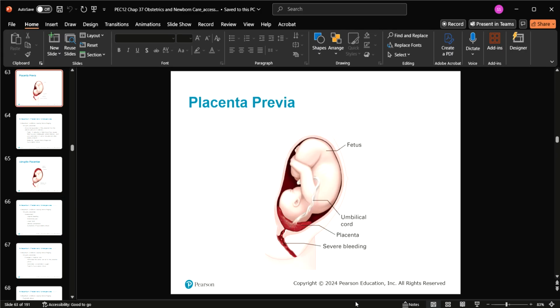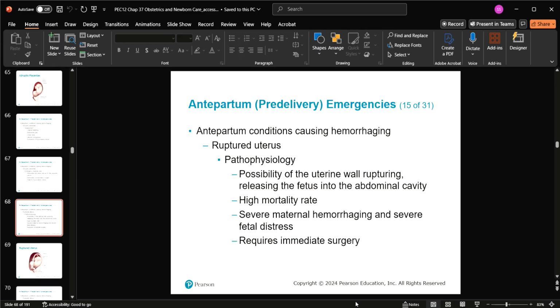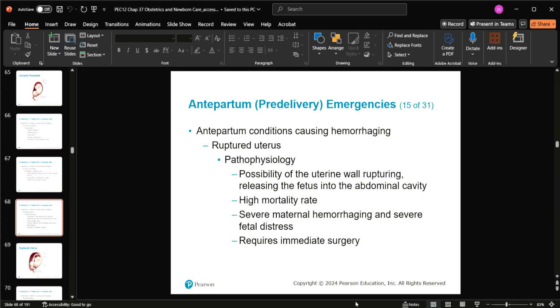Okay, placenta previa, severe bleeding, minimal pain. Abruptio placenta, minimal bleeding. Did I say that backwards? Placenta previa, minimal pain, massive bleeding. Abruptio placenta, massive pain, minimal bleeding. All right, so what do we have to do for these patients? Get them on O2, and then just drive fast, start treating for shock.